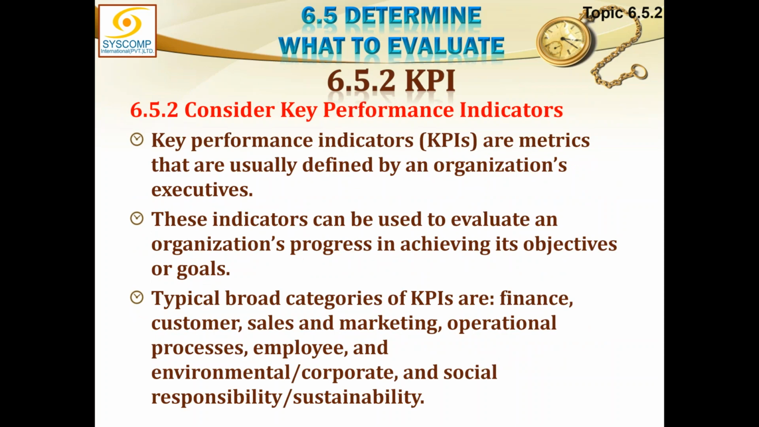Next is KPIs. Consider key performance indicators. Key performance indicators are metrics that are usually defined by an organization's executives. These indicators can be used to evaluate an organization's progress in achieving its objectives or goals. Typical broad categories of KPIs are finance, customer, sales and marketing, operational processes, employee, and environmental, corporate, and social responsibility or sustainability. So these are the various areas which could be tested for and considered as the key performance indicators.